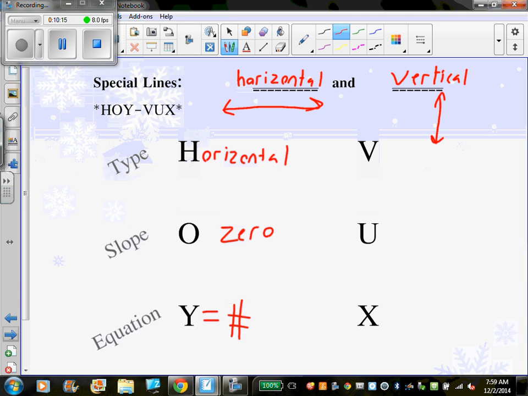Then we have vux. V stands for vertical. The U stands for the slope, which is undefined. We can't really say there's a slope because it's too steep. And those ones are always going to look like x equals some number. So x equals 5 or x equals -5, things like that. All right.